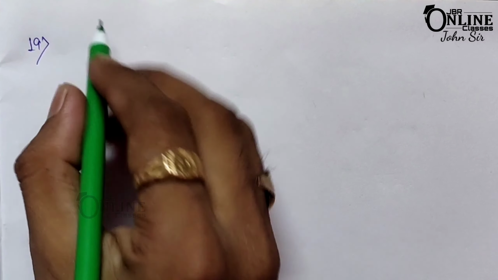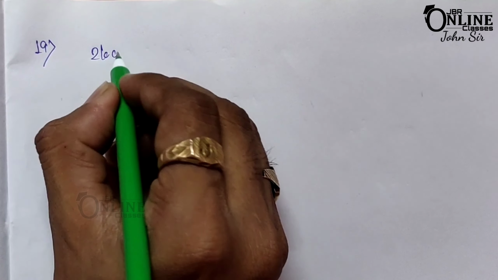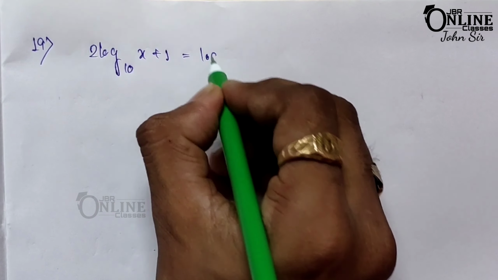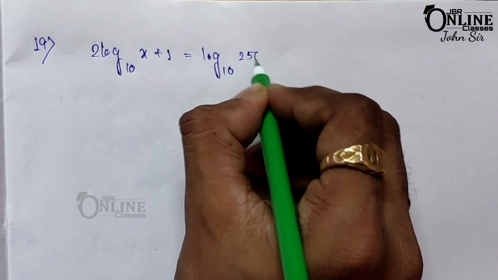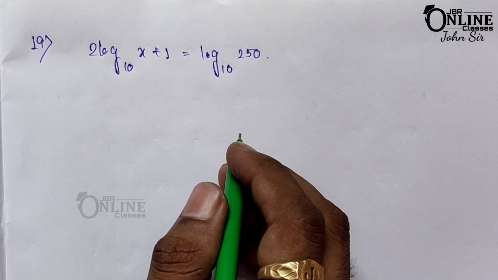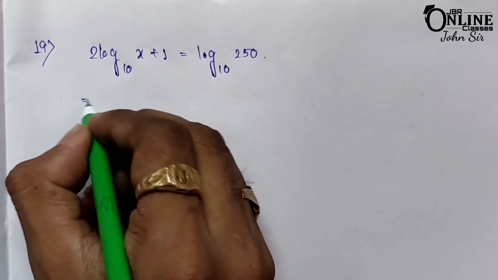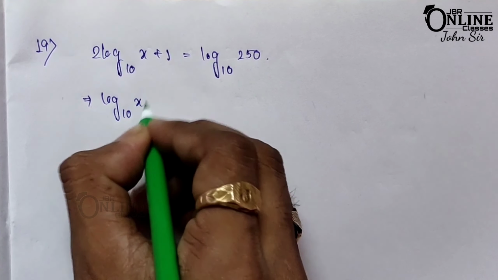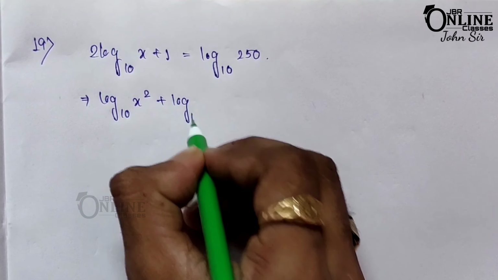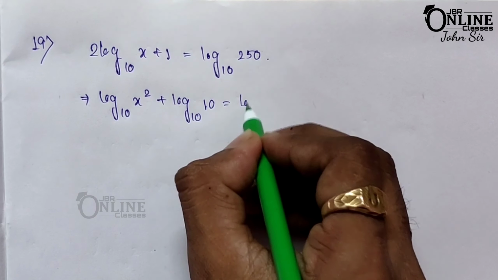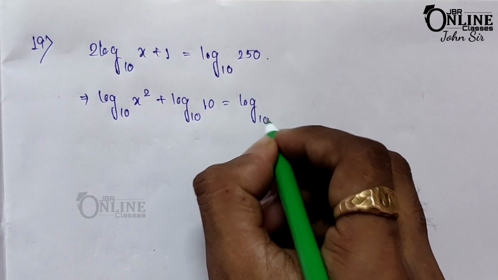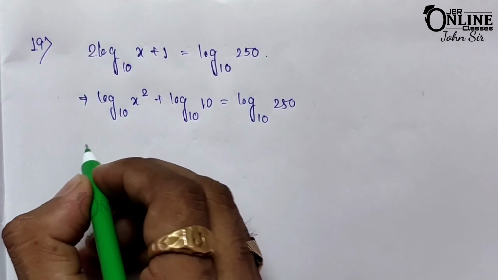Next one, sum number 19. Given 2 log 10 x plus 1 equals log 10 250, then find the value of x. So first you have to find the value of x. Here first one, log 10 x square, and that one log 1. Log 1 means log 10 10, and this one equals log 10 250, which will remain the same.